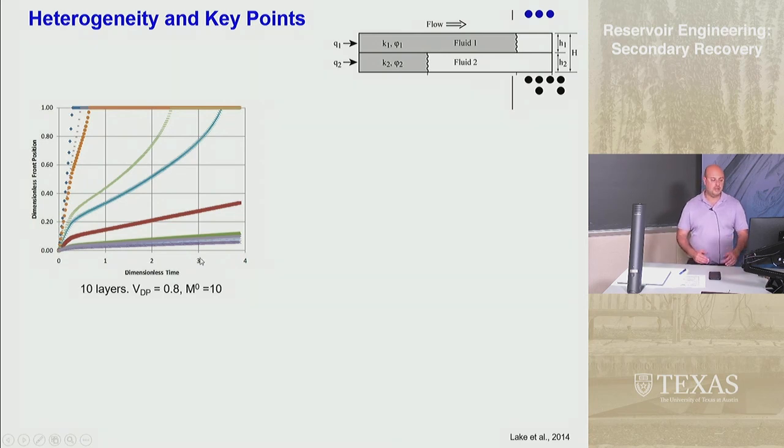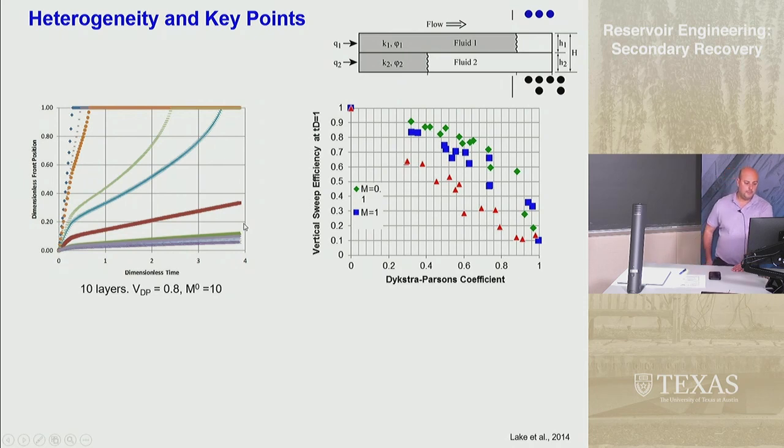So this is like my low viscosity water. And this is the front position versus time, right? And so a lot of variability. In the high permeability layers, it goes very quickly and it reaches the exit quickly. And then in the low permeability layers, it's slower. Okay. And what I've done here is I made a plot of vertical sweep efficiency at a particular time. You have to do it at a particular time, right?